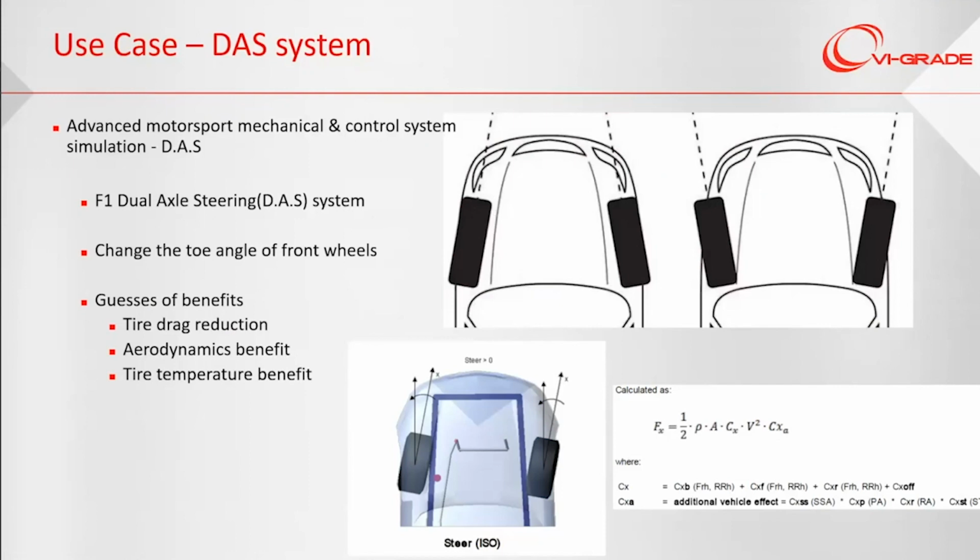So if we use the advanced aerodynamics map in VI Motorsport, we will have this formula listed on the right side of the screen. You can see that we have an additional vehicle effect, and then you can consider the wheel steer angle. If you have data from wind tunnel or from CFD simulation, you can model this effect in VI Motorsport. And for tire drag reduction and tire temperature benefit, we will use an advanced tire model to model this effect later.